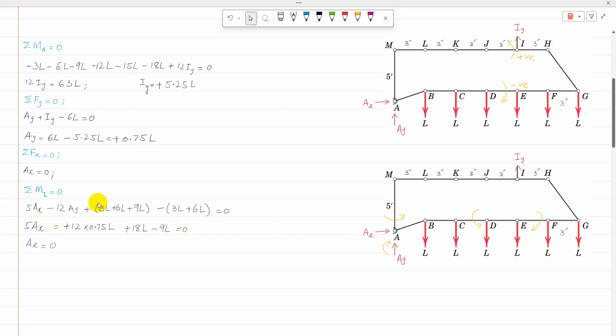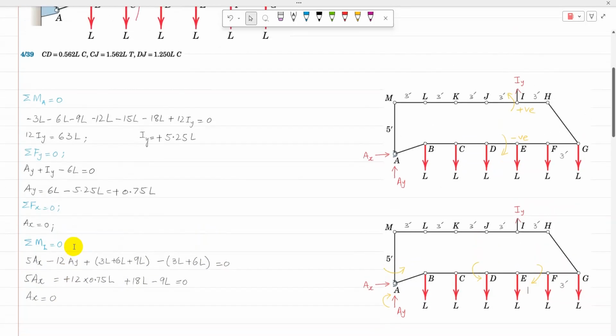So then I can write 5 times Ax minus 12 times Ay. And then the moment of the load at D is 3L, at C is 6L, at B is 9L, and they are all positive. On the other side, the load at F has a perpendicular distance of 3, in clockwise direction negative, so 3L, and at G, that is L times the perpendicular distance of 6, so that is 6L. After simplifying and solving, Ax comes out to 0. So Ax is equal to 0.